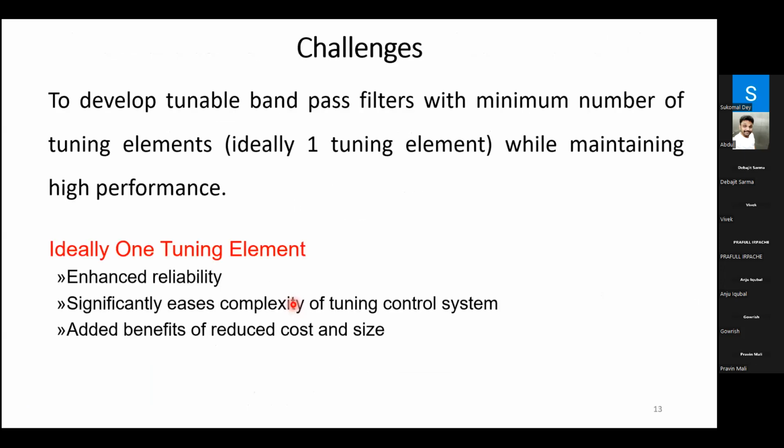So what is the challenge? The challenge is to develop tunable bandpass filters with a minimum number of tuning elements. I'm stressing that again and again. Ideally a single tuning element, while maintaining high performance and all the desired parameters like constant absolute bandwidth and high Q. The single tuning element has many benefits, especially in space applications, because it enhances reliability and significantly eases the complexity of the tuning control system. And of course, there are the added benefits of reduced cost and size as well.